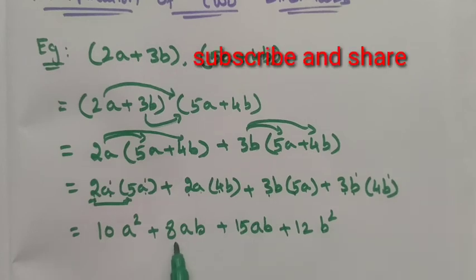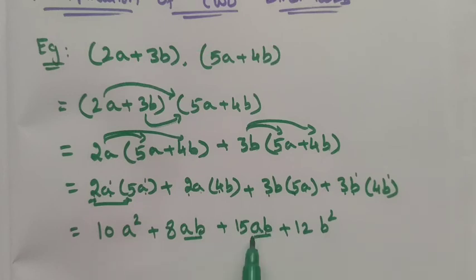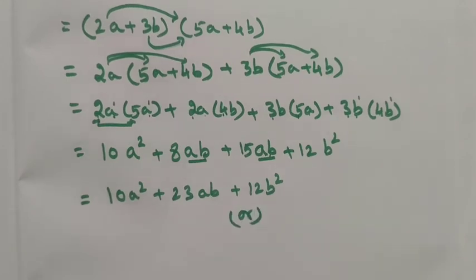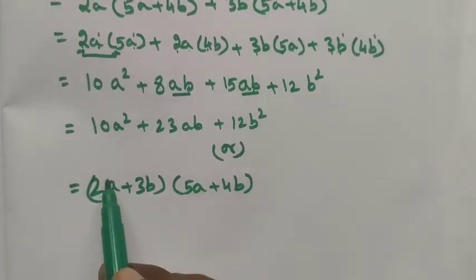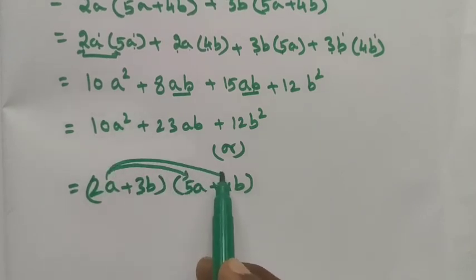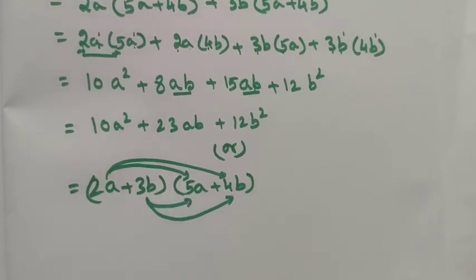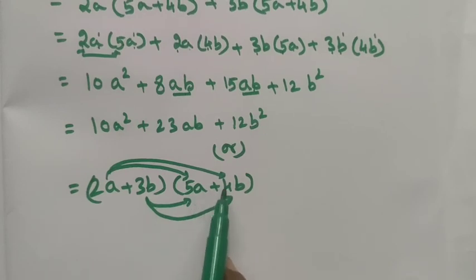Now see, here we have 8ab, here we have 15ab. The variables are the same here, ab and ab. Now we can add these numerical factors, that is 10a square plus 8 plus 15 is 23ab plus 12b square. That is one method, or we can use another method. The other method is to take the first term and multiply it with each and every term of the second binomial, and then take the second term and multiply it with each and every term of the second binomial.